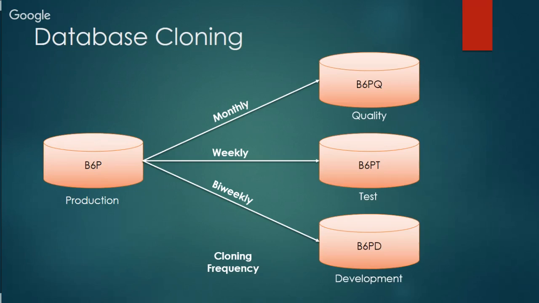So in this slide, what we have learned is, we have a production database, we have multiple teams, quality, test, and development teams, and every team wants their databases to be frequently cloned. Now that is something known as clone frequency. So it can be monthly, weekly, bi-weekly, and there might be further frequencies. Those are just examples depending on the client. Perfect.